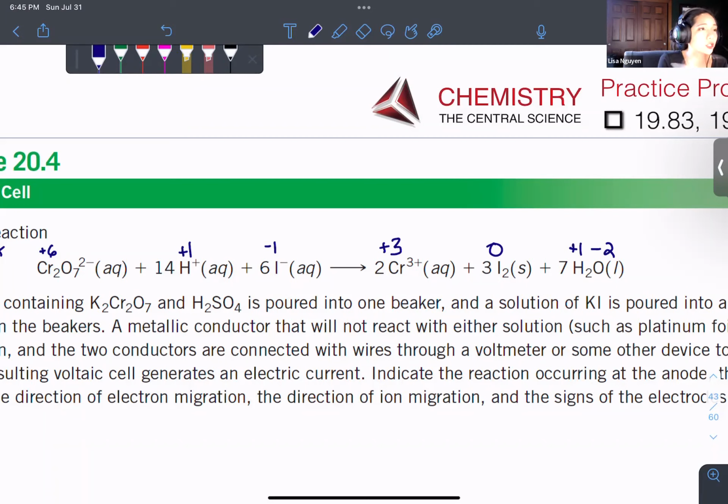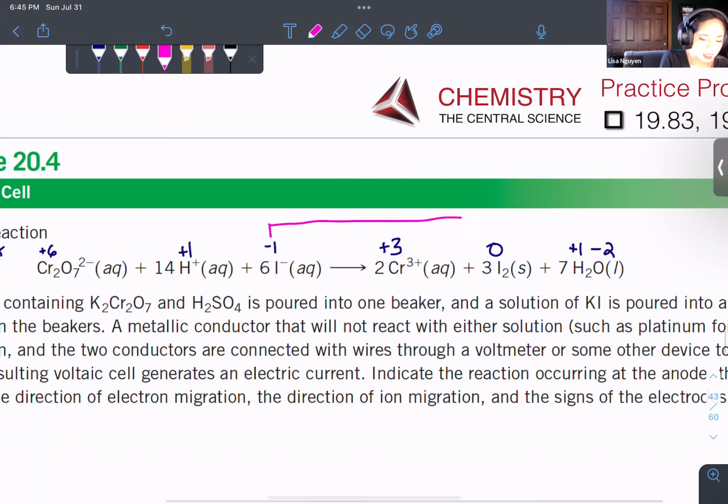So to figure out what's being oxidized and what's reduced, we're just looking at the substances that are changing oxidation number. So like I said, hydrogen isn't changing, oxygen isn't changing, so we ignore them. But when we look at iodine, we see that its oxidation number is actually going up. It's going from -1 to 0. So this substance is being oxidized. This is the reaction that occurs at the anode. So anox, red cat. So by process of elimination, that means that the chromium is being reduced.